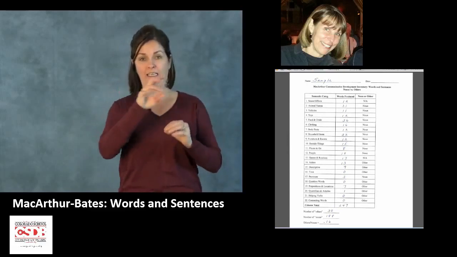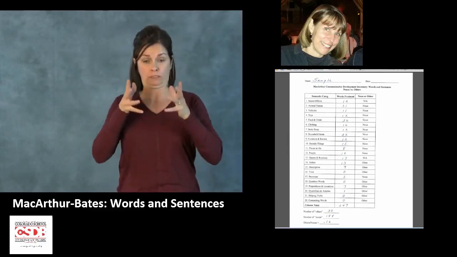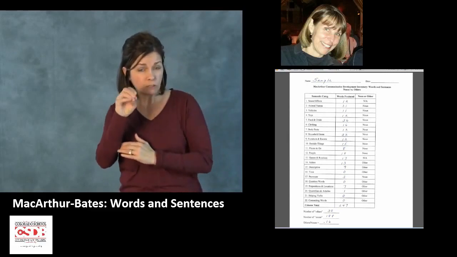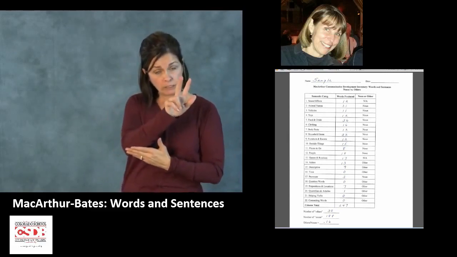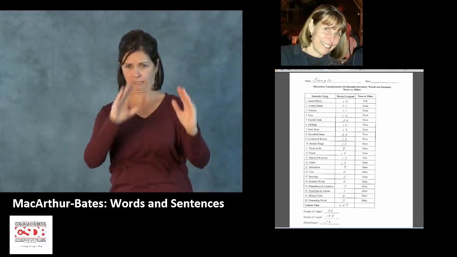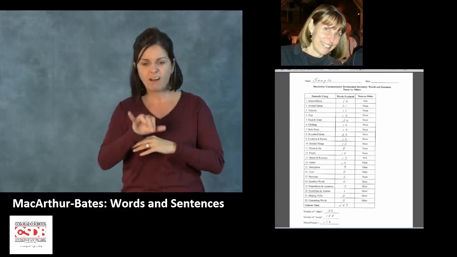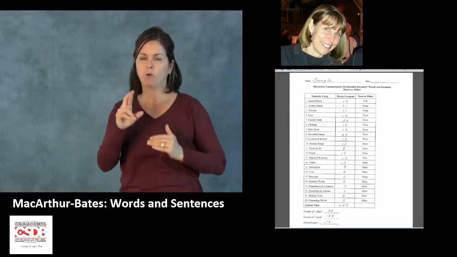If you divide those two numbers, you get a ratio of 0.16. Remember, the expected ratio is between 0.3 and 0.6. So this child's ratio is well below what would be expected or desired in typical language development.